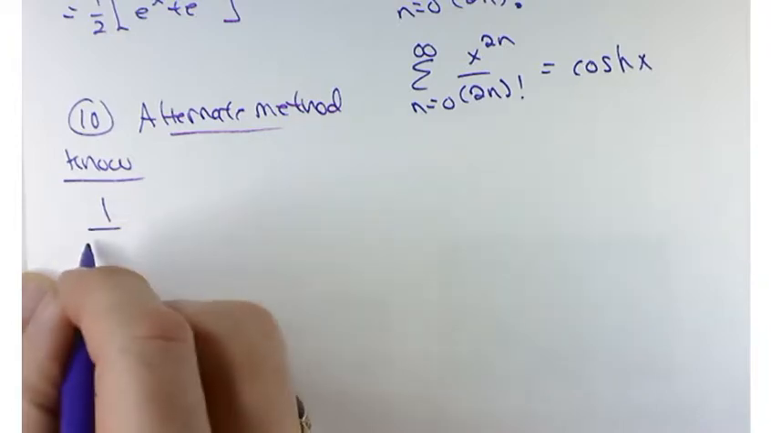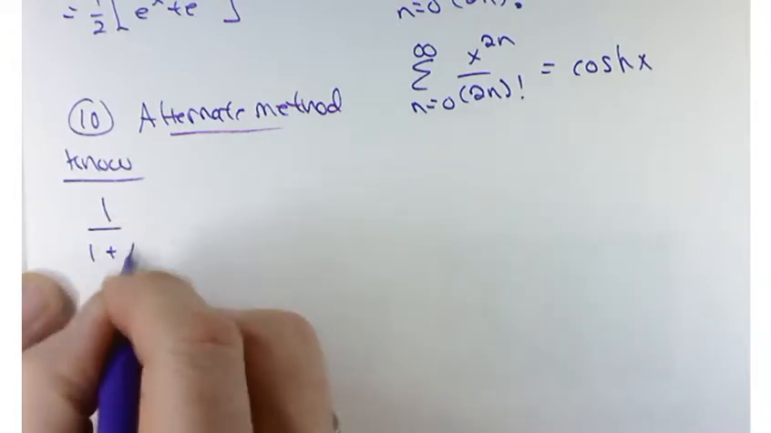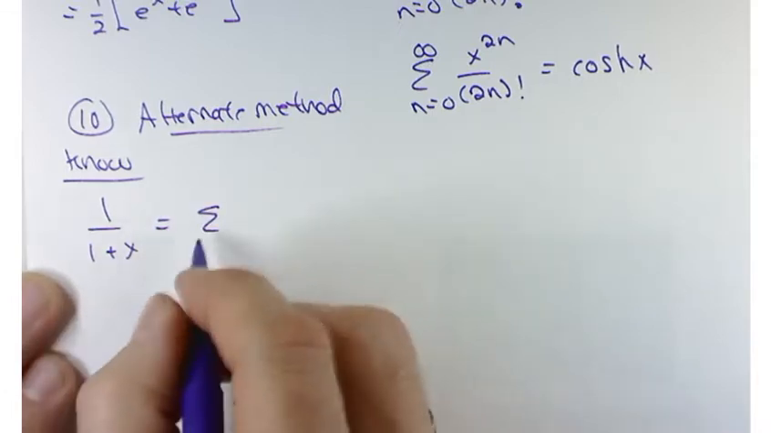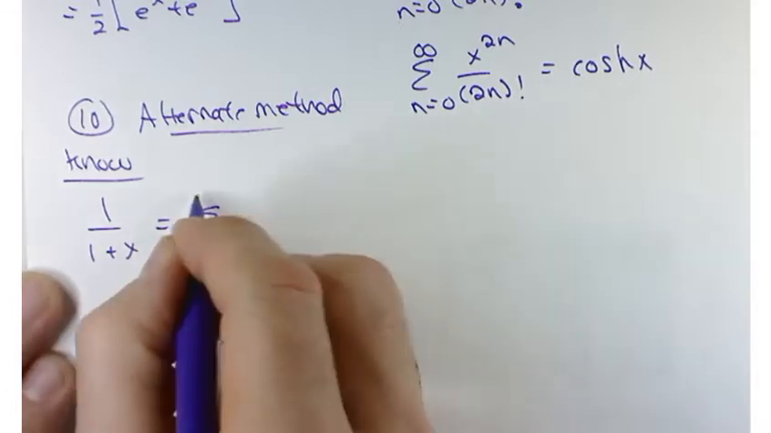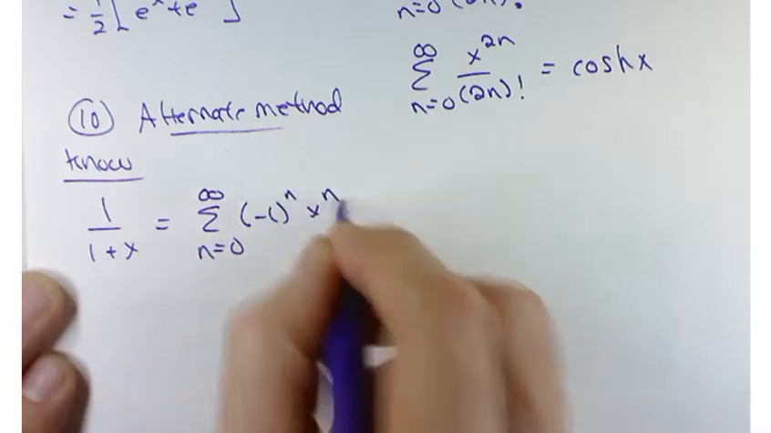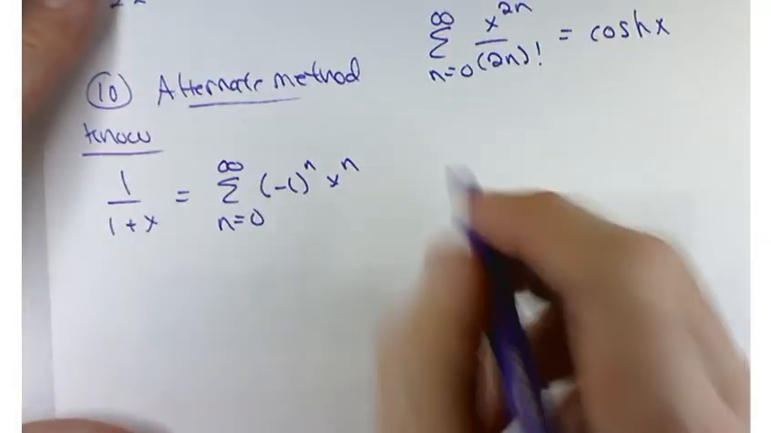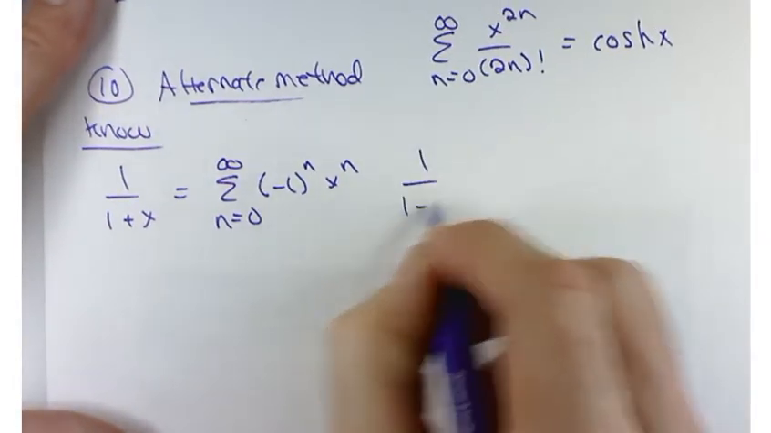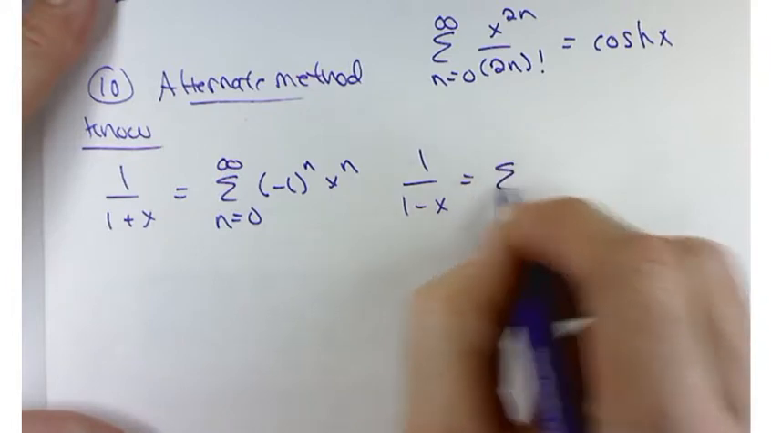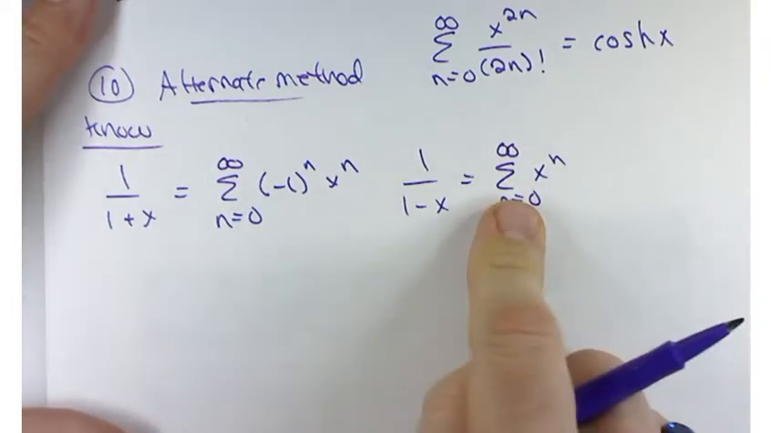We know we have a series for 1 over 1 minus x. If you substitute in a negative x, you'll get this series, the sum from n equals 0 to infinity of -1 to the n x to the n. It's just like the series that we had for, in fact, let me just write it down here. 1 over 1 minus x equals the sum from n equals 0 to infinity of x to the n. That's your geometric series.